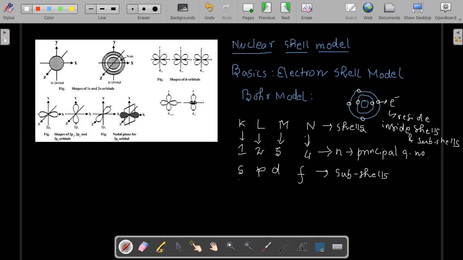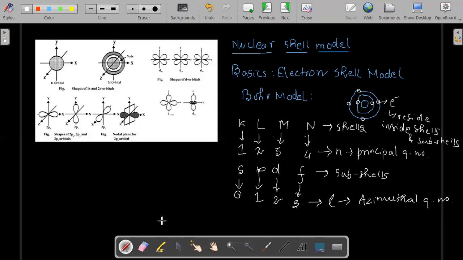If it is an s subshell, we usually write it as 0, and then 1, 2, 3, and so on. This is mostly denoted with l, and this is called the azimuthal quantum number, if you remember. So this is the idea of shell and subshell.